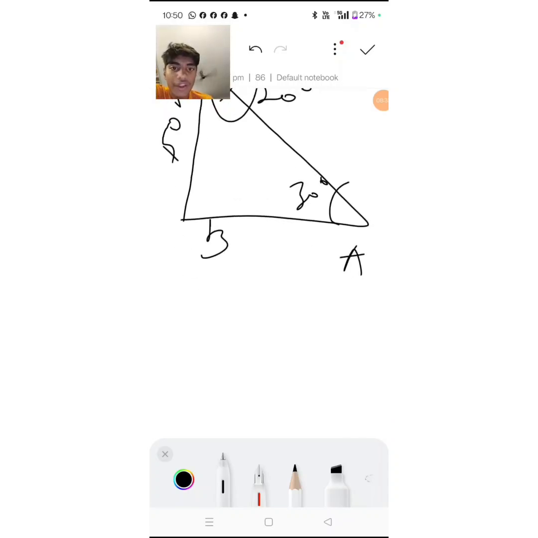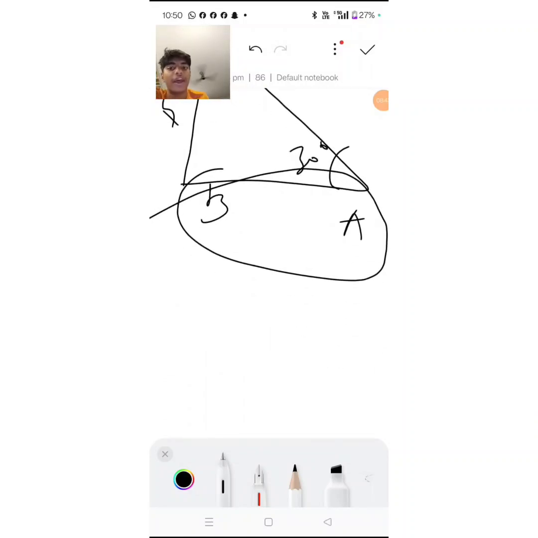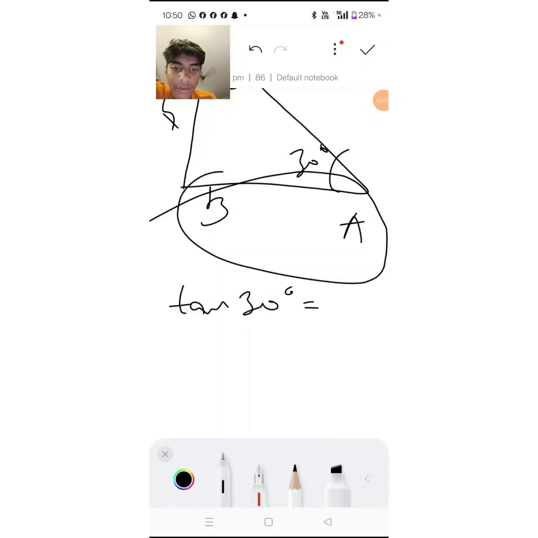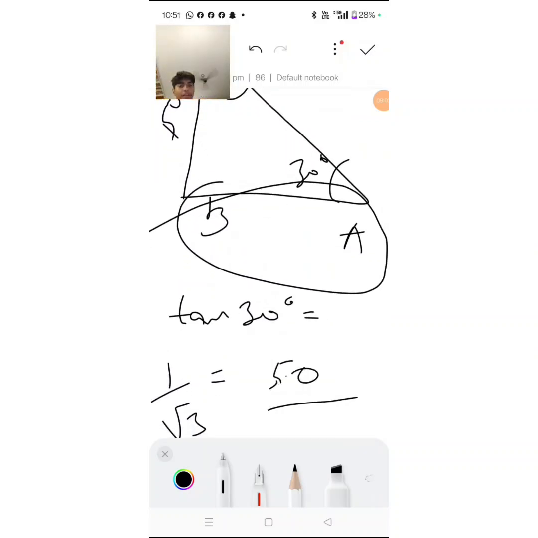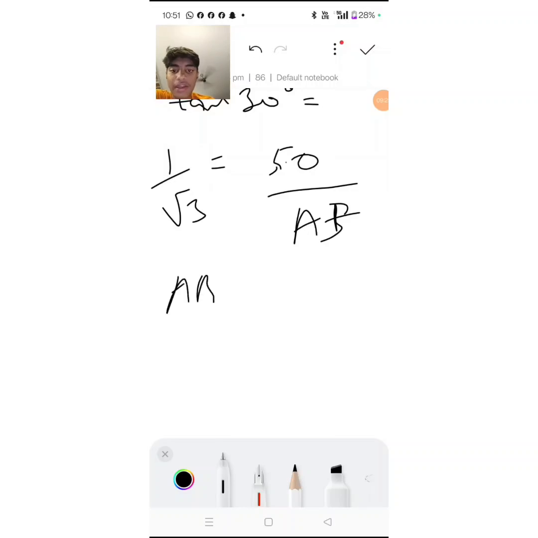So what is the relation between this AB and 50? Tan, right? So we can again use tan. Most of these questions use tan. What is the angle? Tan 30. What's the value of tan 30? Tan 30 is 1 by root 3, right? And tan is always perpendicular by base. So we have 50 upon the base, which is AB. Now we ultimately just have to solve for AB. If we take AB to that side, AB is equal to 50 root 3.